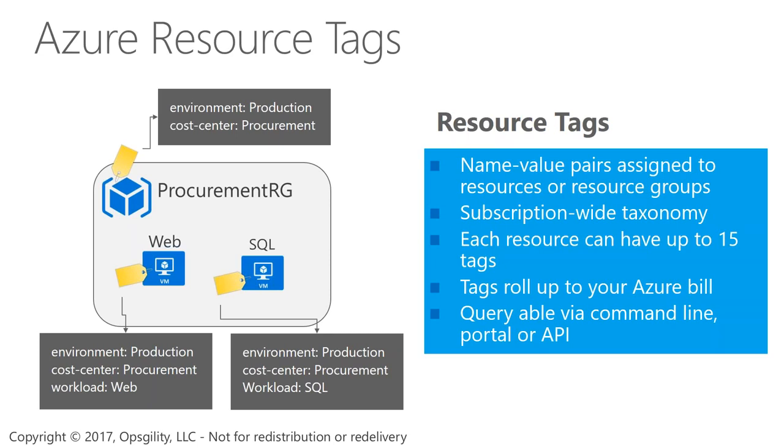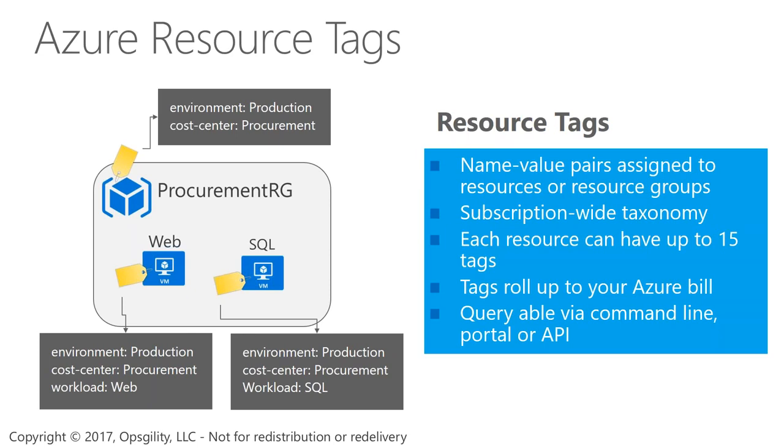So you can see in the diagram here that I have a single resource group, and that's the procurement resource group. And that resource group has a tag, and that is the environment tag, and the environment is production. And then it has another tag assigned, and that is a cost center tag listed out as procurement. Each Azure resource can have up to 15 tags, so a lot of different opportunity there for us to add our own additional information to resources.